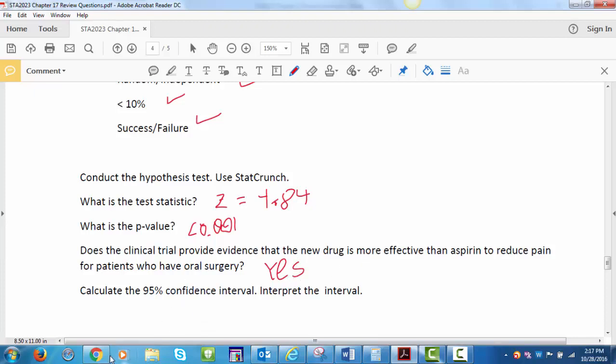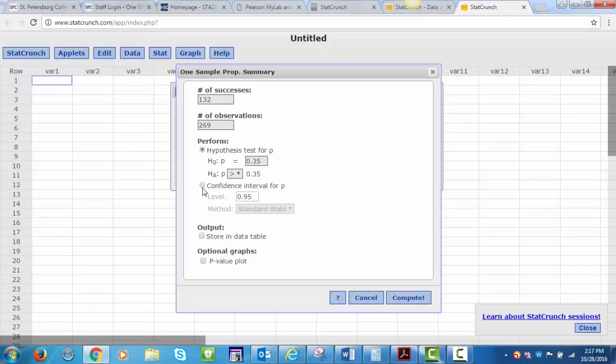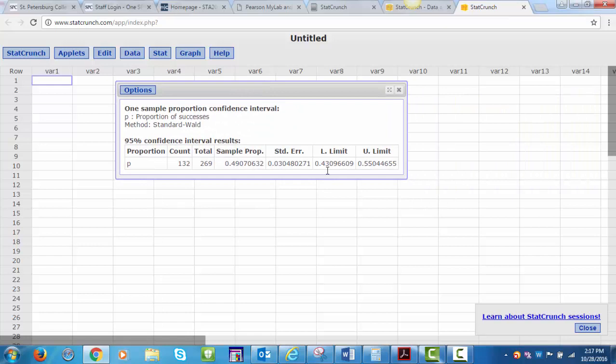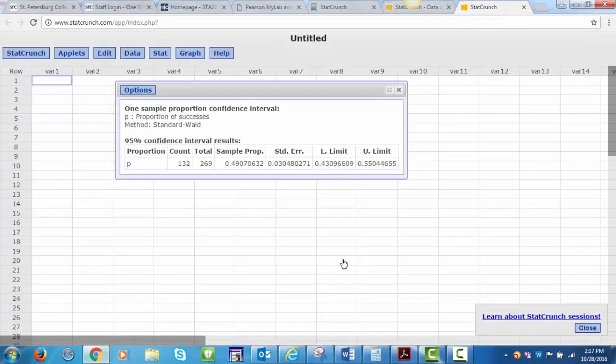Let's go back to StatCrunch and do the confidence interval. You can just go to Options and Edit and switch over to the confidence interval. Make sure you have the right confidence level specified. Here's my confidence interval: it goes from 43.1 up to 55.0, and notice that the 35% is not included in the interval, which is what I would expect when I reject the null. So I'm 95% confident that the true proportion of people who had pain reduction with this new product is between 43.1 and 55.0%.